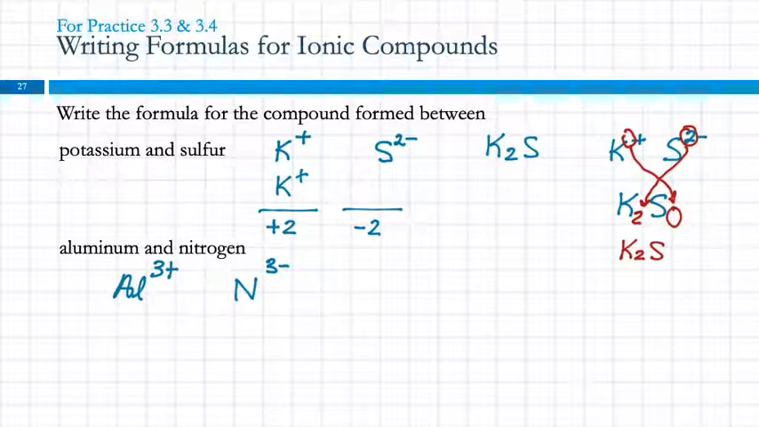So looking at this one, if you like the crisscross method, do this before you crisscross. Are these numbers the same? 3 and 3? They are. Don't crisscross. Just shove them together, right? Okay, guys, we just need one of each of you, and we'll call this AlN. Because if I crisscross, I'm going to end up with Al3N3, and then I have to simplify the ratio, and I might forget to do that. Any questions?